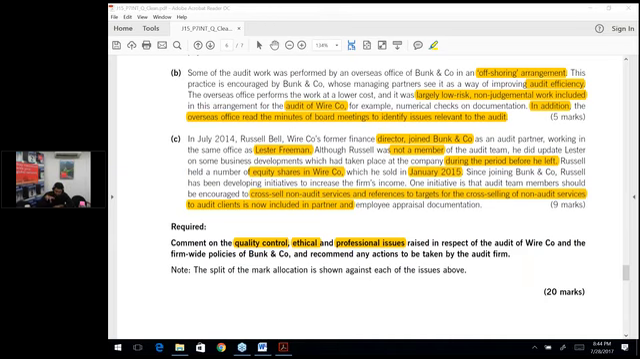Especially when it is included as part of their employee appraisal documentation. So that is something that the firm should not have done, because it indicates that the firm's quality is going to go down. It's going to have a professional issue that the people will not be able to focus on what they are there to do. They would rather focus upon selling more and more non-audit services. Yes, the self-interest threat will also arise.